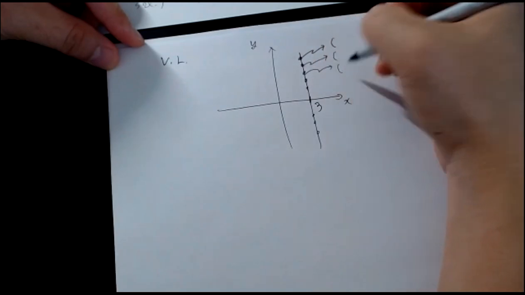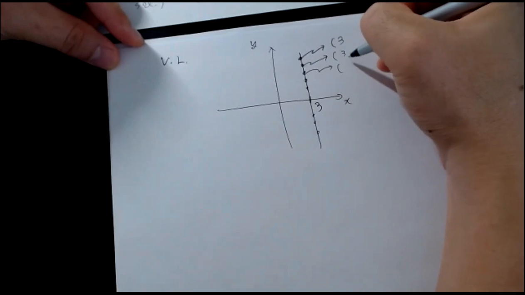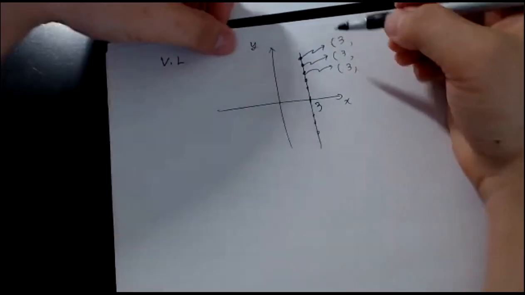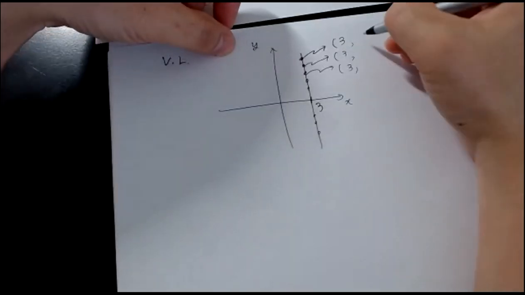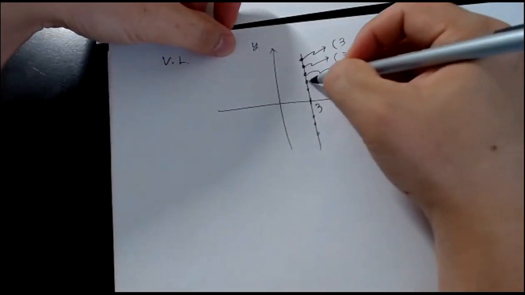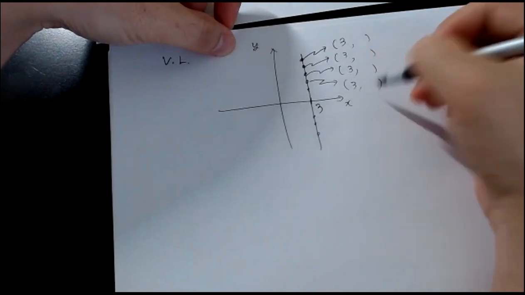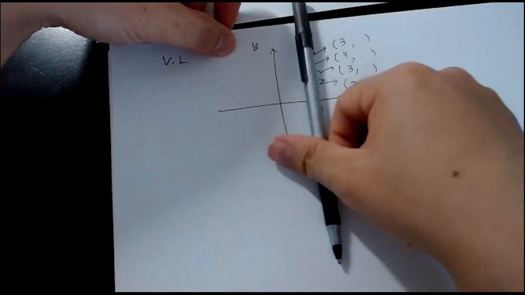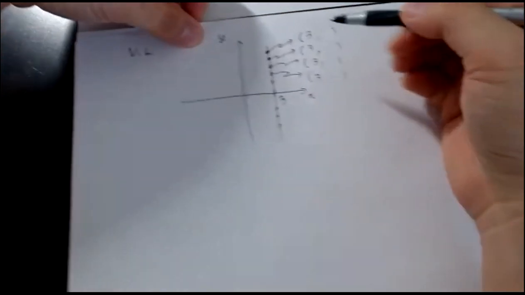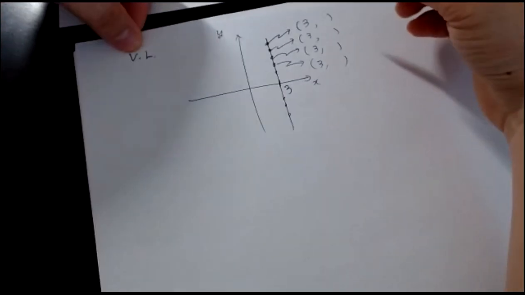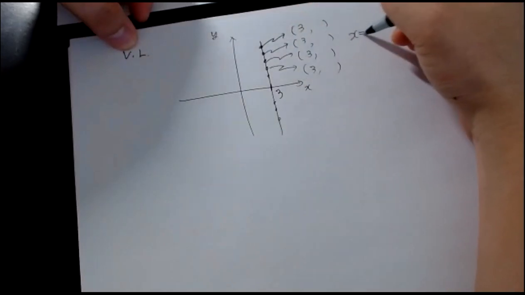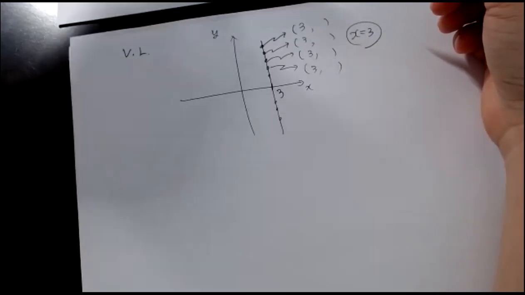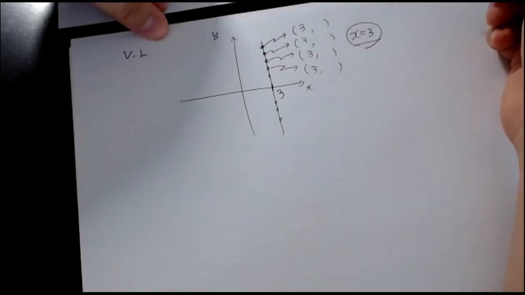But see, the x coordinate must be 3, right? The y coordinate, I don't know, because I randomly chose those points. But definitely the x coordinate must be 3 because those points lie on the vertical line, you see. So then we can say the equation of the vertical line is what? x equals 3. It means the collection of all the points whose x coordinate is 3. That's the meaning of x equals 3.